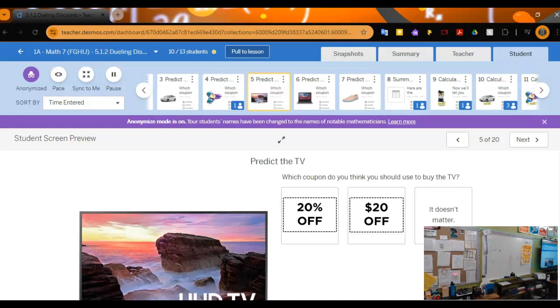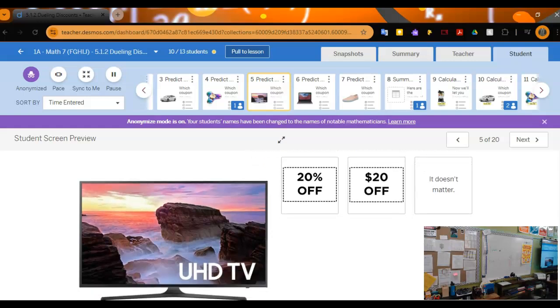Pick a card. Just one. Joshua, because you wrote your full name on that side of the card. Josh, what do you think? TV, which coupon? A TV usually costs a lot more than like $50. So I would say 20% off, since if TVs are in the hundreds, taking off just $20 would not be efficient. I expect you for a big TV for this much.